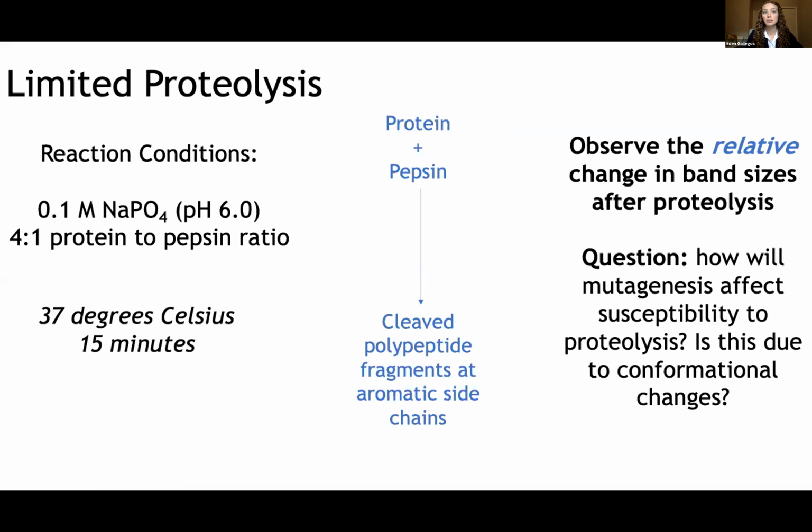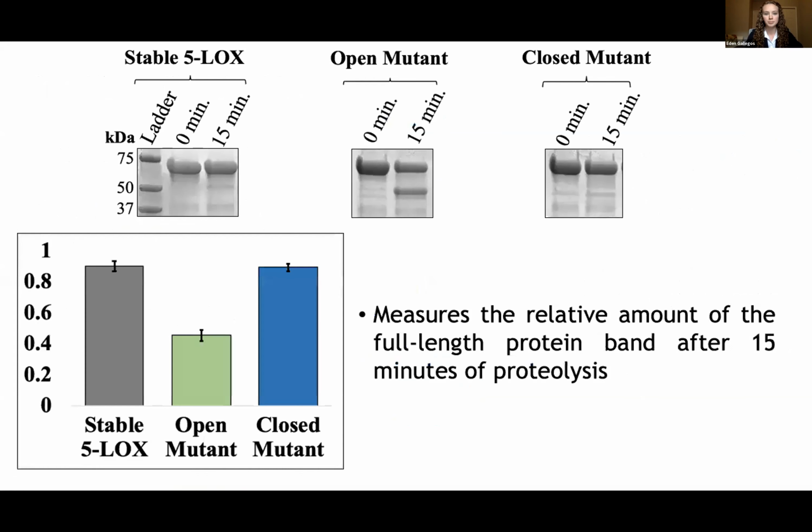When this process is complete, we observed a relative change in SDS band size by comparing before and after proteolysis samples. So at the top, you see images of the raw data showing samples before and after 15 minutes of proteolysis. And then the bar graph depiction of this data is from triplicate measurements. We first noticed that stable 5-LOX resisted proteolysis pretty well. There was not much of a change in band size.